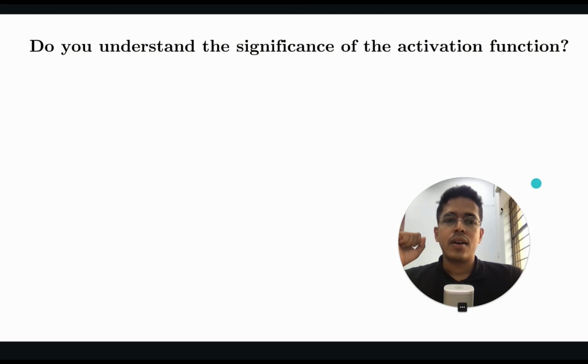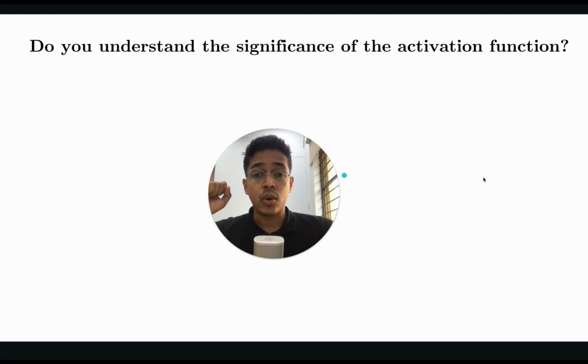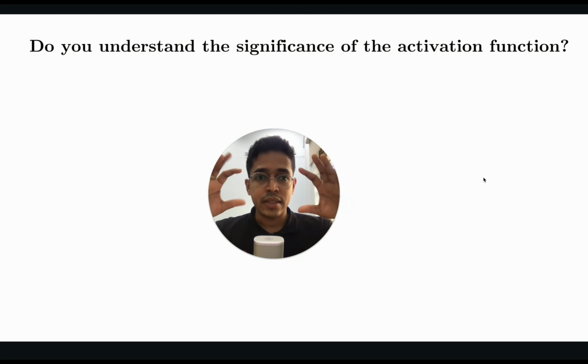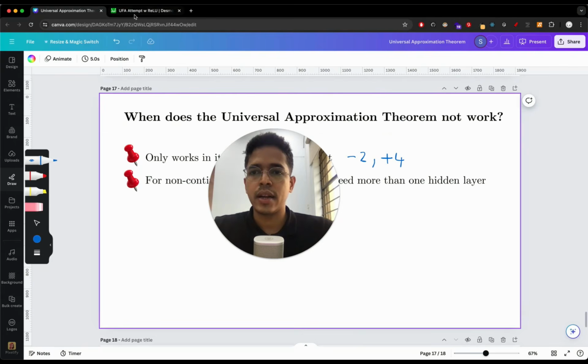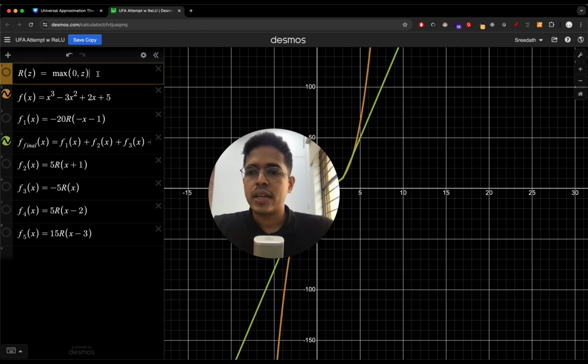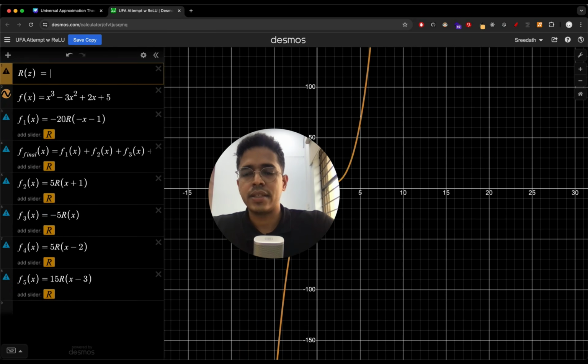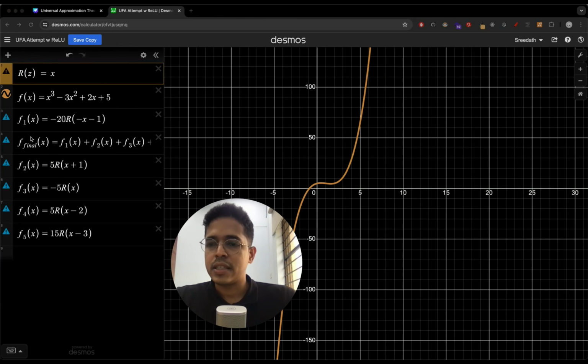Okay, now one more thing before we conclude the lecture. Do you really understand the significance of the activation function? The reason why neural networks can approximate even these complex nonlinear functions is because of the activation function. What happens if the activation function was not there? Let's take a look at this. Let us go back to our graph. Let's say this was R of x equal to simply x. This was simply x instead of ReLU of x. Then what would happen if I just plot R of x equal to maybe max of x?